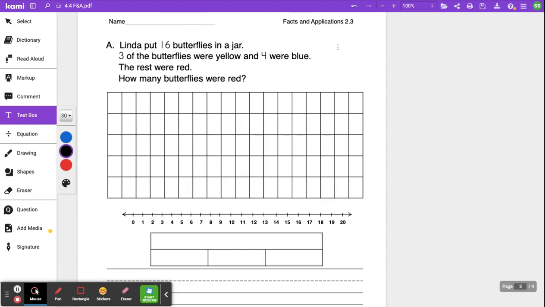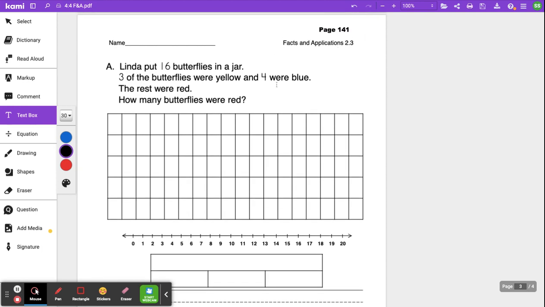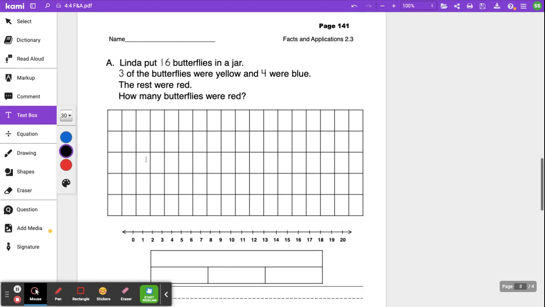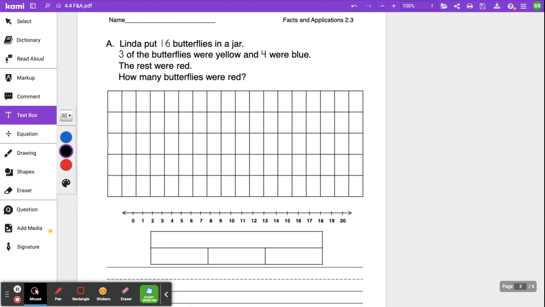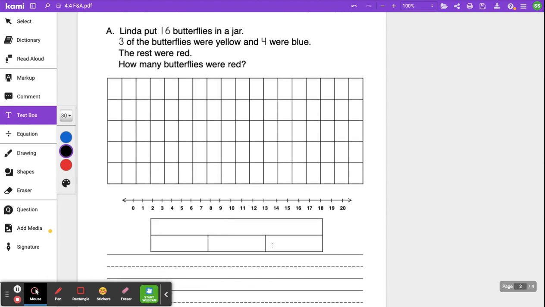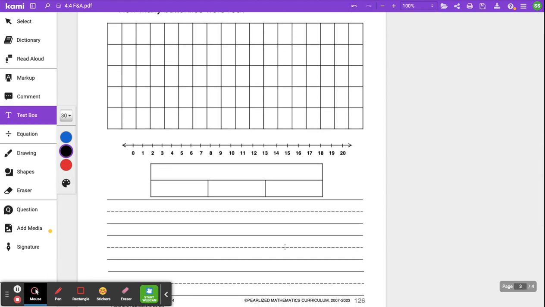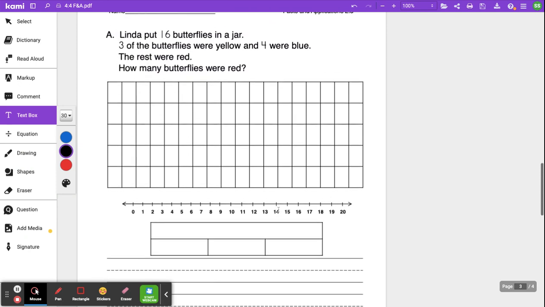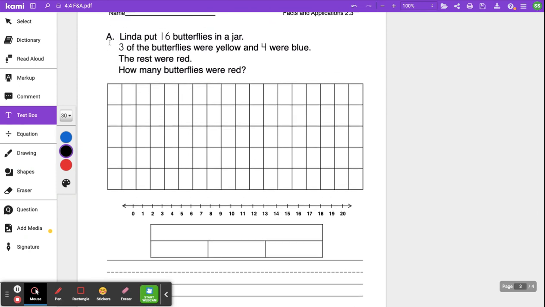Now we're ready to move on. This is page 141, the next page in your book. We're going to do just like what we were doing earlier. Here we have boxes we can use, number lines, our whole part, and sentence strips at the bottom to write our answer. So we're going to start by reading the problem together.